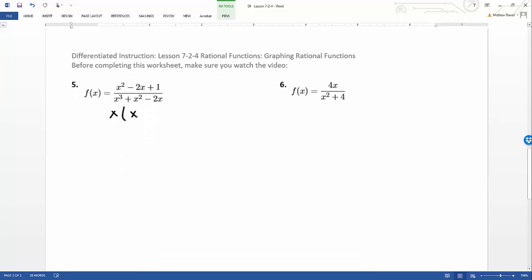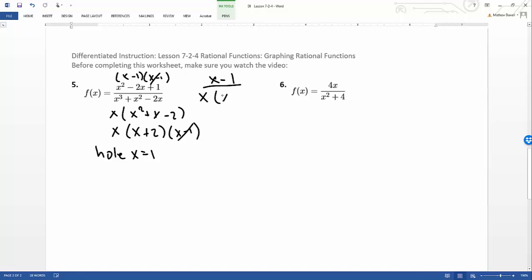If you factor it, the bottom will factor into x plus 2, x minus 1. And on the top, that factors into x minus 1 and x minus 1. So the x minus 1's cancel out. That means I have a hole at x equals 1. I'm left with x minus 1 over x times x plus 2. So there's a vertical asymptote at x equals 0 and x equals -2. And then I have a horizontal asymptote, since the degree on the bottom is bigger, at y equals 0.